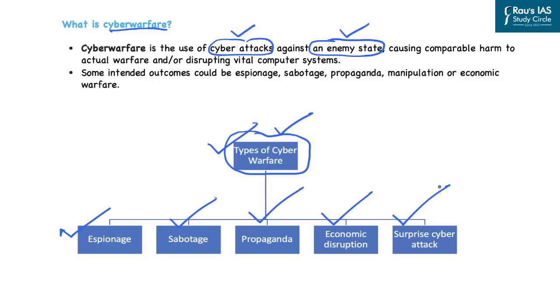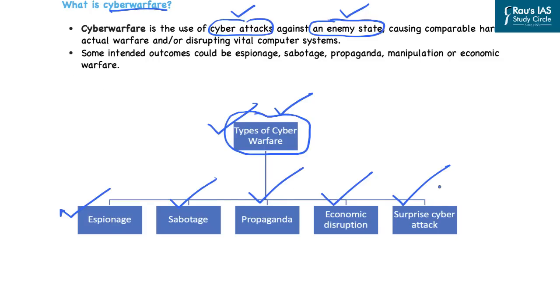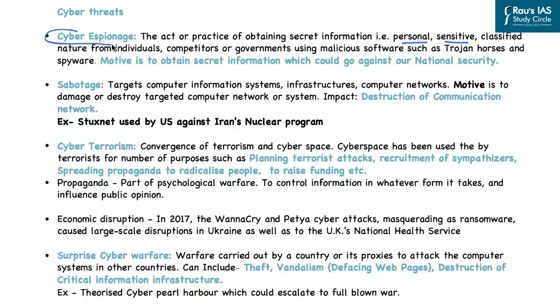In this context, let us look in detail at what exactly is meant by these types of cyber warfare. Now, if you look at cyber espionage, this simply means the act or practice of obtaining secret information, which can be personal, sensitive or classified information of individuals, competitors or the government, by the use of malicious software, sometimes known as Trojan horses, as well as spyware. And the motive here is to obtain secret information which could go against the national security of a country.